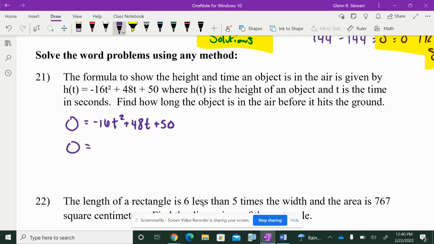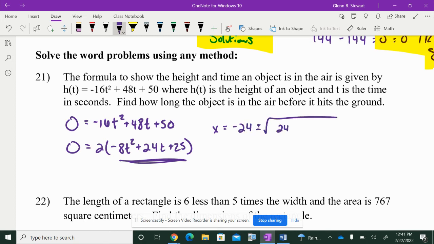Why not? So 2 times negative 8t squared. It's not going to change my mind to use quadratic formula. It's 25. Okay, I'm still going to use quadratic formula. I'm going to use it with these numbers since I simplified. So x is equal to negative 24 plus or minus the square root of 24 squared minus 4 times negative 8 times 25 all over 2 times negative 8. You could also take out a negative if you wanted to. It's not going to make much difference.